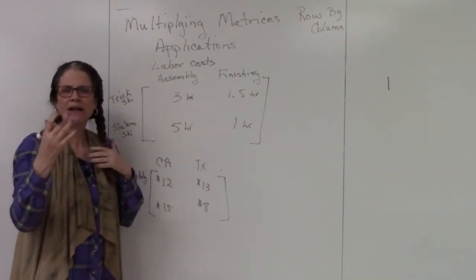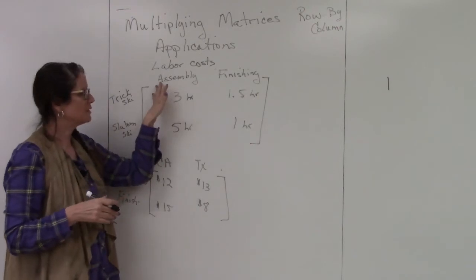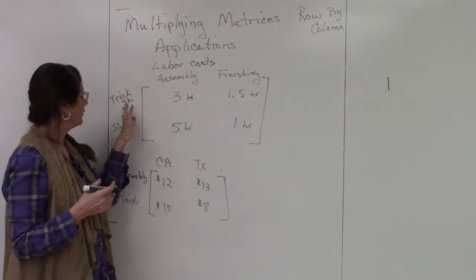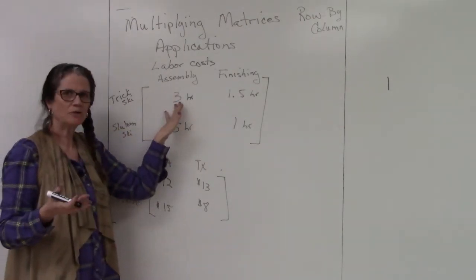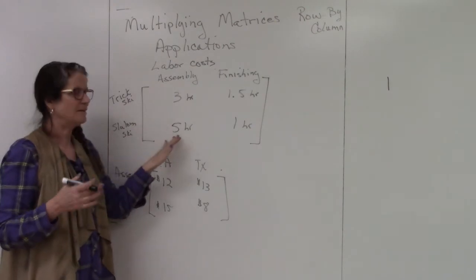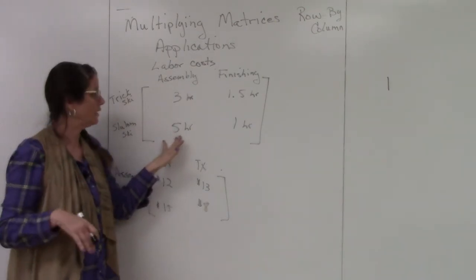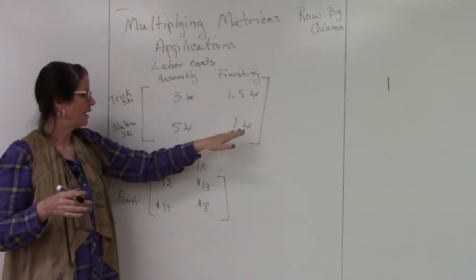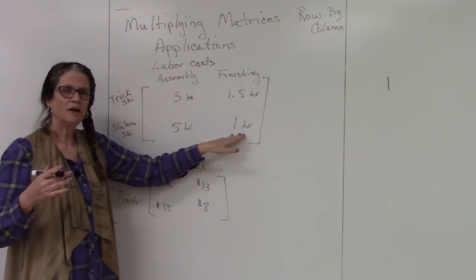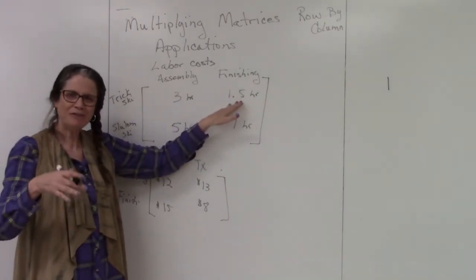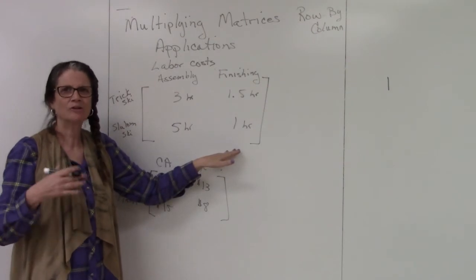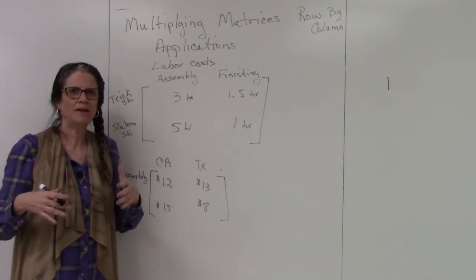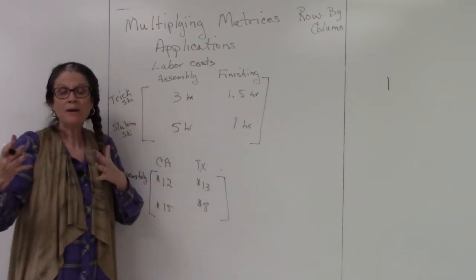So in business, we're going to have different costs for different things. To assemble a ski, it takes so many hours, right? For the trick ski, it takes 3 hours to assemble it. For the slalom ski, it takes 5 hours to assemble it. There's more to it. It takes an hour and a half to finish the trick ski, and it takes an hour to finish the slalom ski. So it depends on what you're manufacturing, what determines how much time it takes.